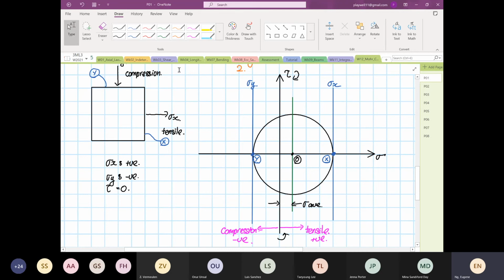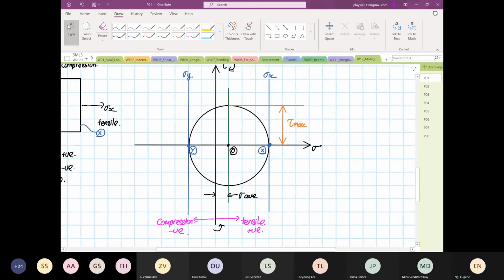So what we observe, I'm going to draw a horizontal line at the tip of the circle. This is the tip of the circle, and this distance over here is known as your tau max. Tau max represents the maximum shear stress.